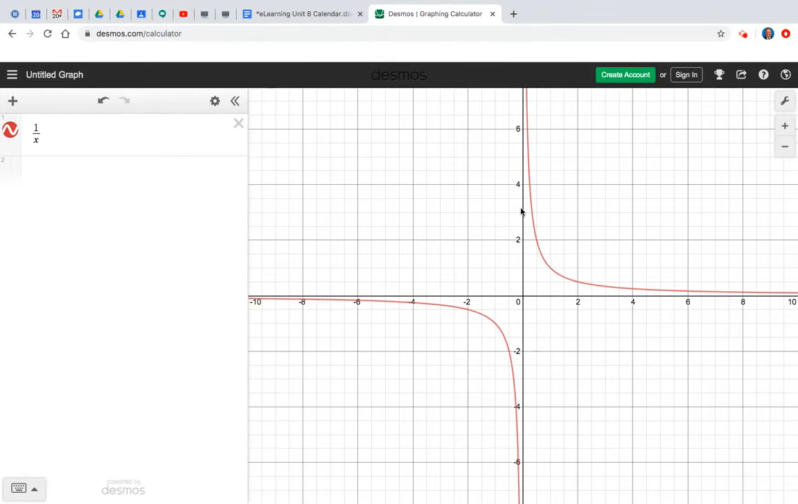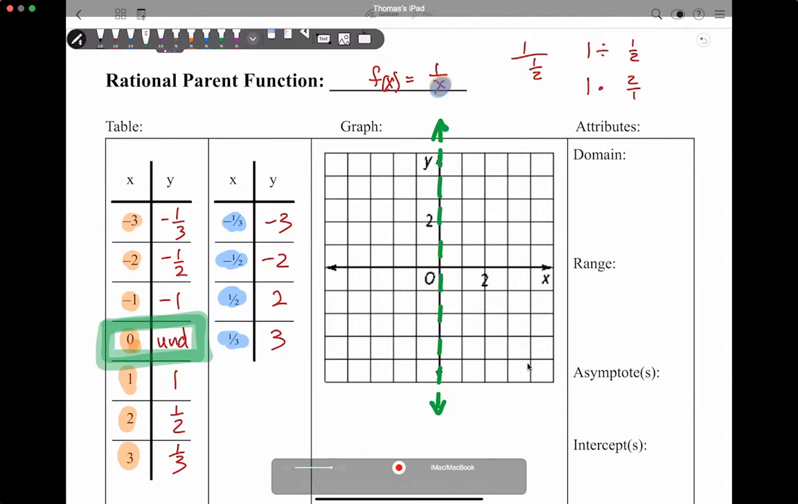Imagine that there's a vertical line here at x is equal to 0. It will approach it very, very close. Very, very close, it'll approach 0 as this graph goes to infinity. And it'll approach 0 from the left as this graph goes to negative infinity. And thus, that's your vertical asymptote.